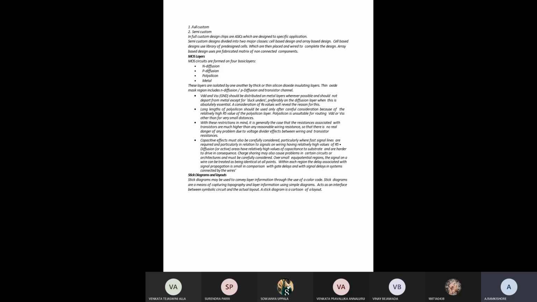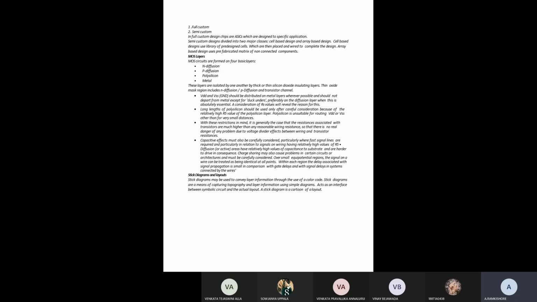So in today's class, we are going to learn what is meant by a stick diagram and the layouts of different colors that are used within the MOS structure, or to implement a MOS transistor.